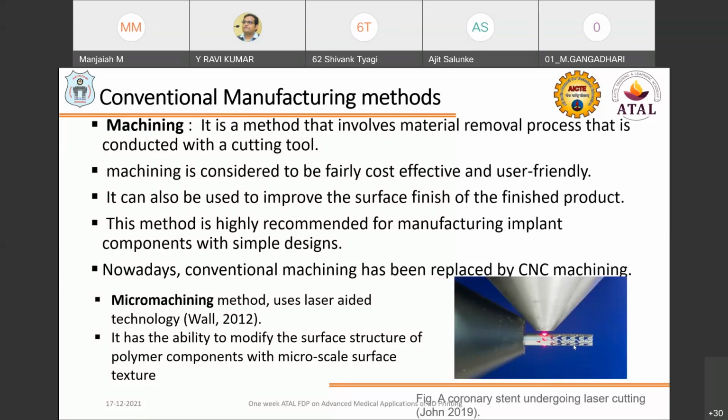This method is highly recommended for the manufacturing of implants, even components with simple designs. The conventional laser machining process can also be replaced by CNC machining methods. And it has the ability to modify even the surface structure of polymer components with microscale surface textures, with the availability of laser finishing processes.